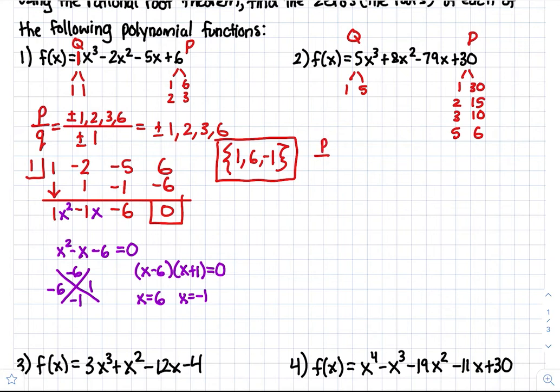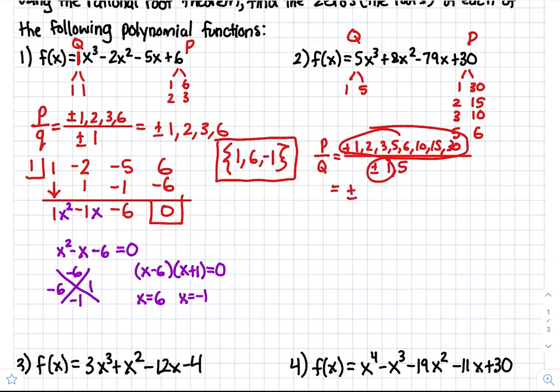So when you guys make your p over q list, right? All the factors of p, so plus and minus 1, 2, 3, 5, 6, 10, 15, and 30. And for the bottom, plus or minus 1 and 5. So when we make our list, right, I'm probably going to have to put it in another column. So we're going to get plus or minus 1 divided by each one of these factors, you guys, you're going to divide it by 1, right? So plus or minus 1, 2, 3, 5, 6, 10, 15, and 30 again, right?